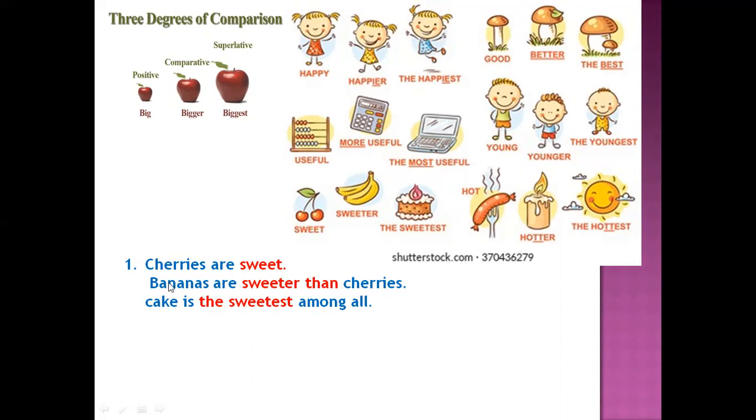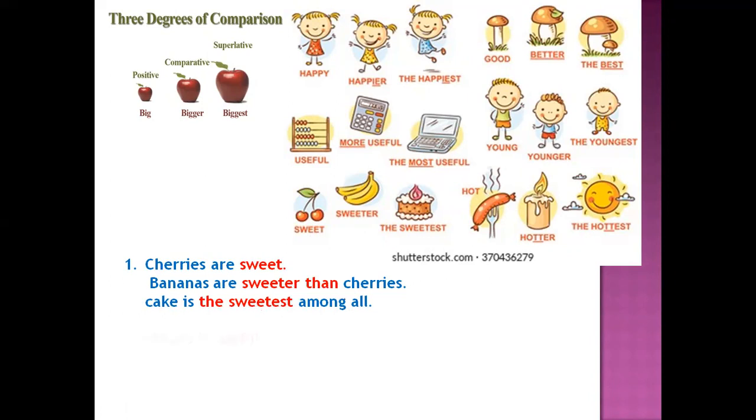And the superlative or the top level is, cake is the sweetest among all. Among these three items, cake is the sweetest one. එතකොට අපි මෙතනදී comparative එකේදී er සමග than කියන word එක එකතු කරලා තියෙනවා. Superlative form එකේදී the කියන article එකත් එක්ක adjective එකට අපි est එකතු කරලා තියෙනවා. That is the ordinary law we have to use in comparison of degrees.